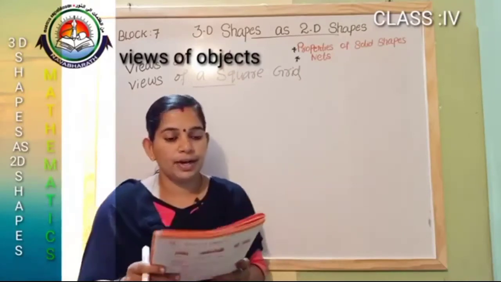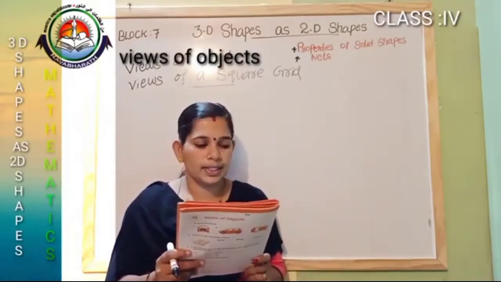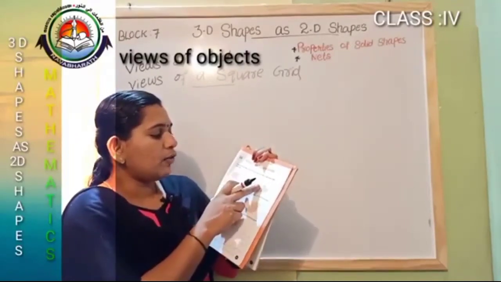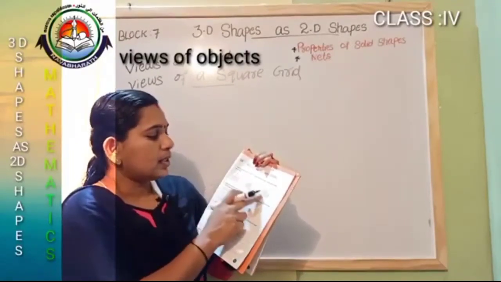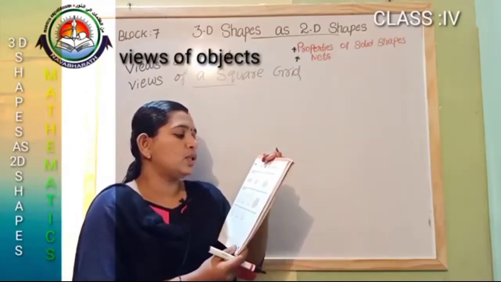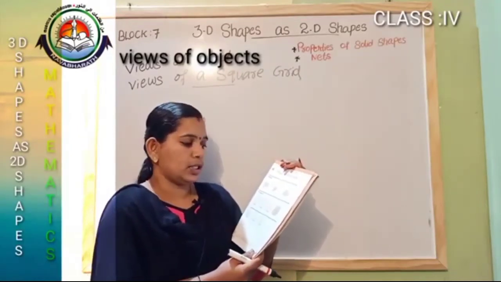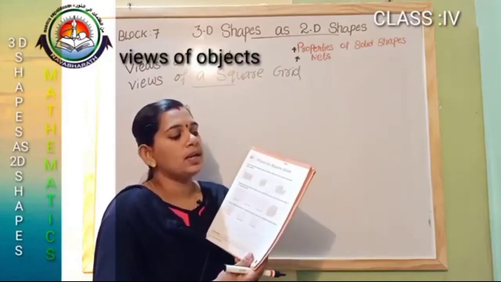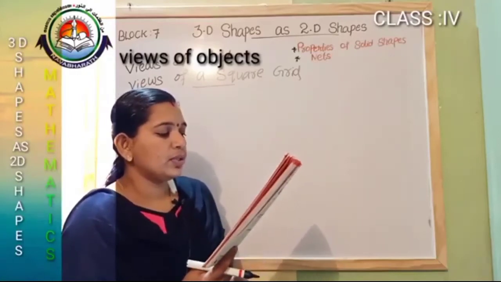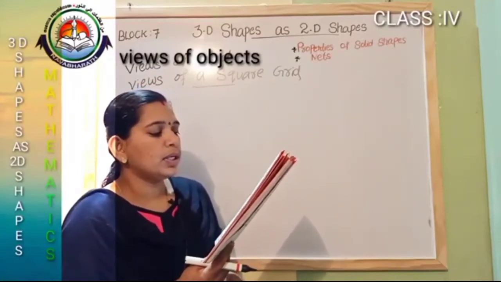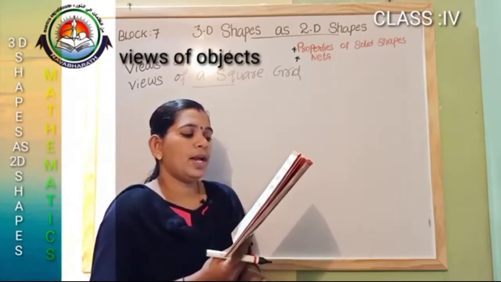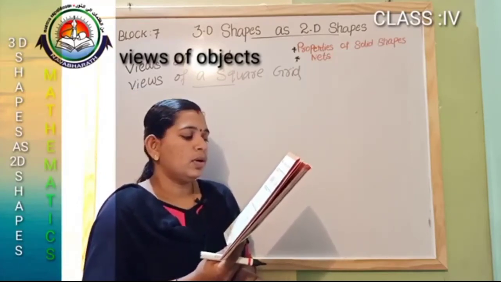Then page number 35, views on square grids. Look at the three objects made of cubes. Write the number of cubes used to make each object. How many cubes are used here? Then make the structure using unit cubes. Look at it from the top, side and front and draw the views on the grid.